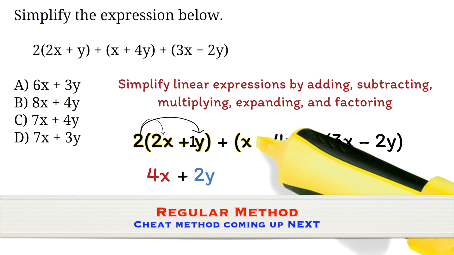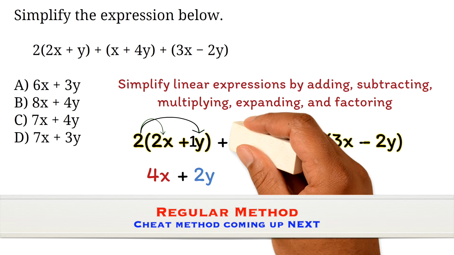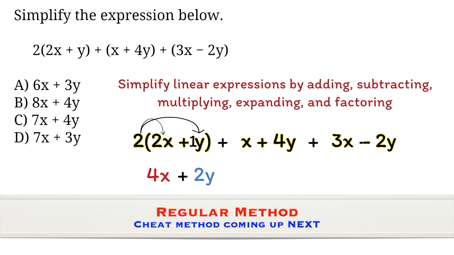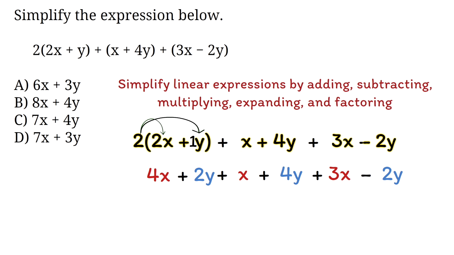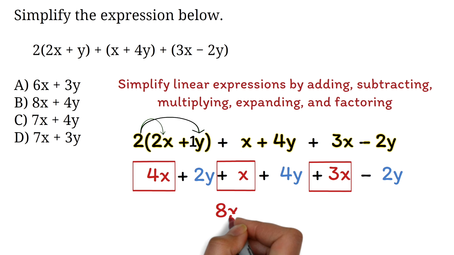Since the other two terms, x plus 4y and 3x minus 2y, have no constants in front, and also is not preceded by minus, we can just remove the parenthesis without performing any operations. Now the expression becomes 4x plus 2y plus x plus 4y plus 3x minus 2y. Next, combine the like terms. Like terms have the same letters raised to the same powers. So here, we can combine the x terms and y terms together. 4x plus x plus 3x equals 8x.